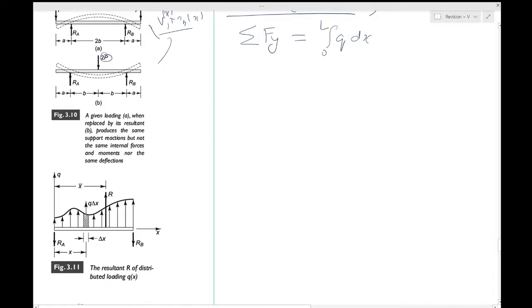Now what are the other forces? Ra and Rb, that's 0.